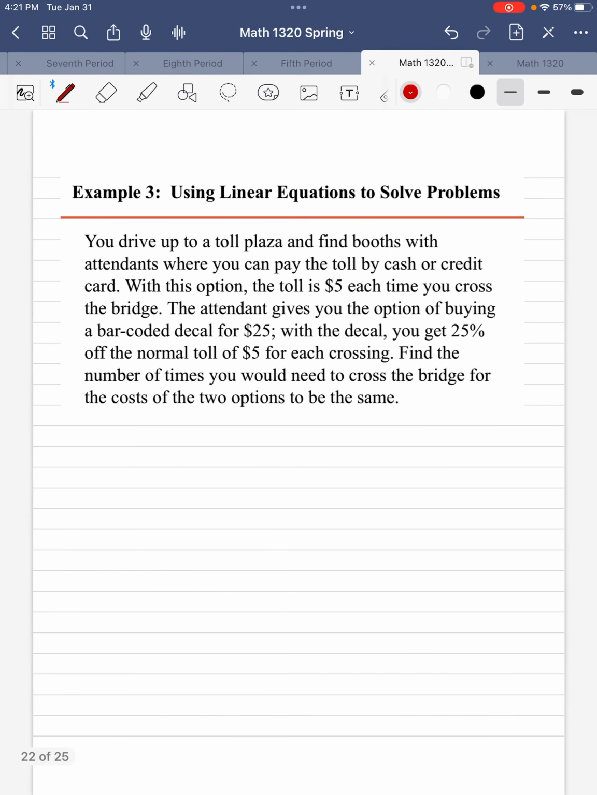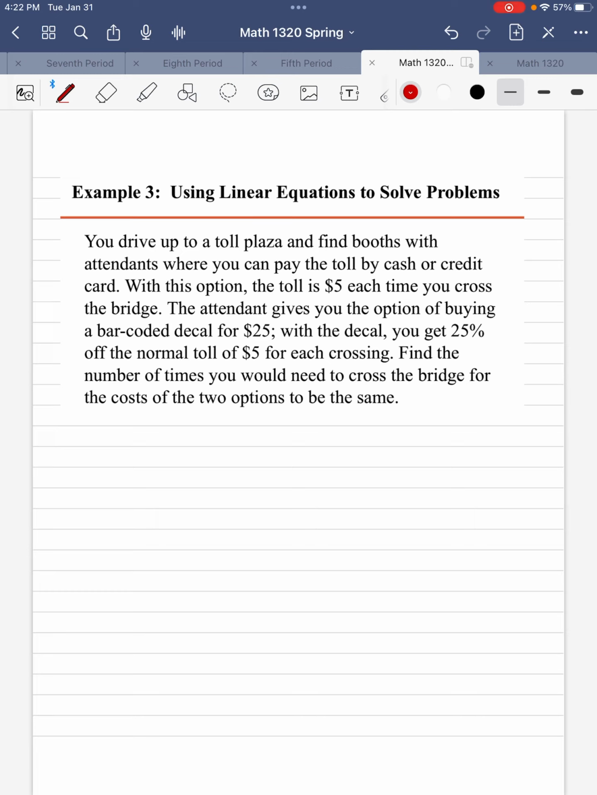Let's do the next one. This one says you drive up to a toll plaza and find booths with attendants where you can pay the toll by cash or credit card. With this option, the toll is $5 each time you cross. The attendant gives you the option of buying a bar-coded decal for $25. With the decal, you get 25% off the normal tolls of $5 for each crossing.